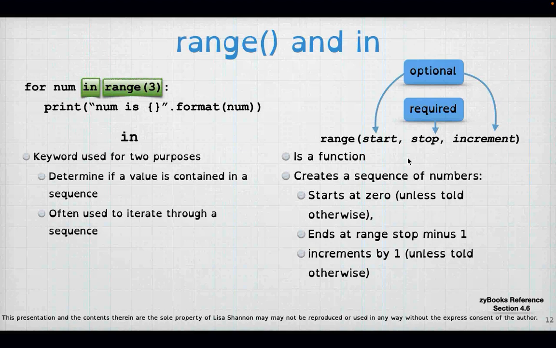Stop is the number you're going to stop at minus one, because it's going to start at zero. Increment is just how many you're going to skip. Are you going to add one to it? Are you going to add five to it? That's the increment. So it's going to create this special sequence so that you don't have to. You could, but you don't have to. You can just let range do it for you.